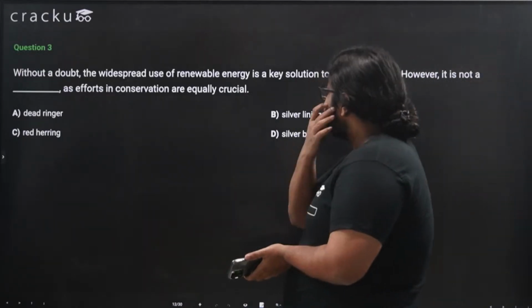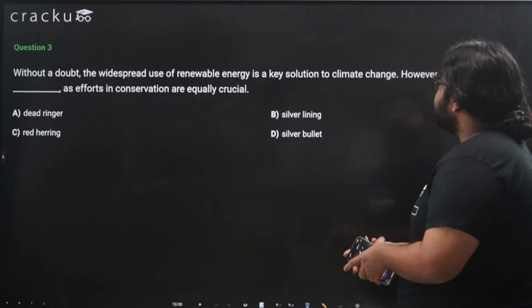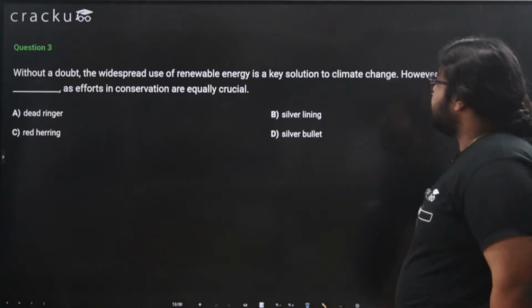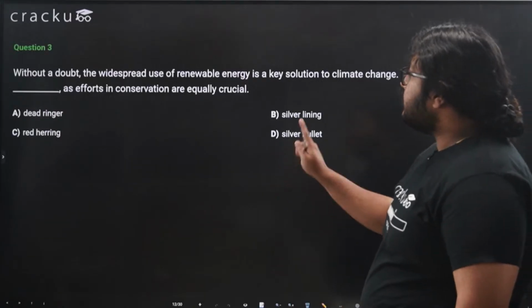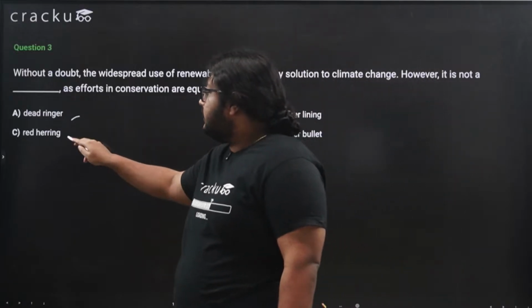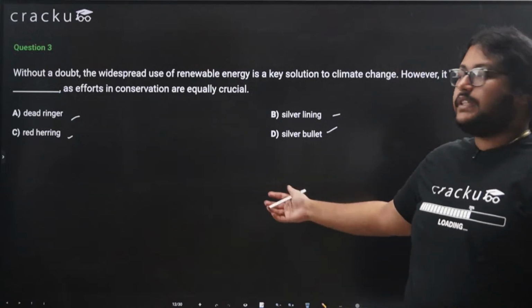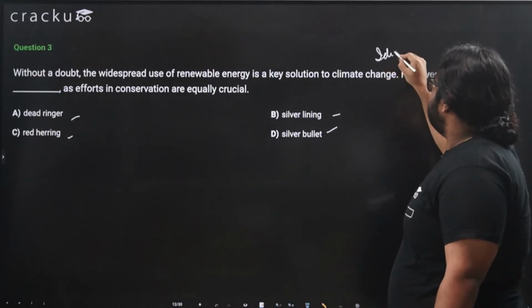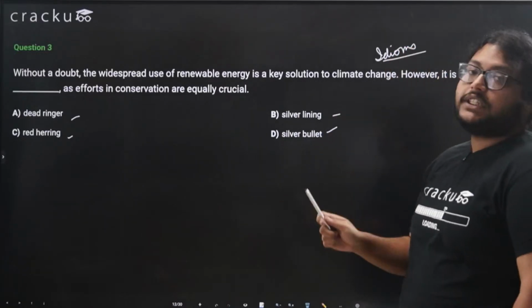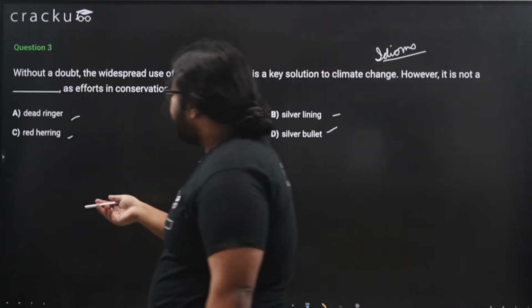Okay, so in this question: without a doubt, the widespread use of renewable energy is a key solution to climate change. However, it is not a dash, as efforts in conservation are equally crucial. The options given to us are dead ringer, red herring, silver lining, or silver bullet. So all four of these are idioms. So essentially we need to know the meaning of all the four idioms to be able to plug in the correct value. Let's start with dead ringer.